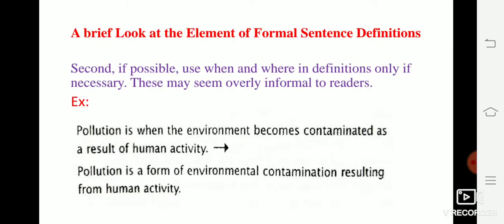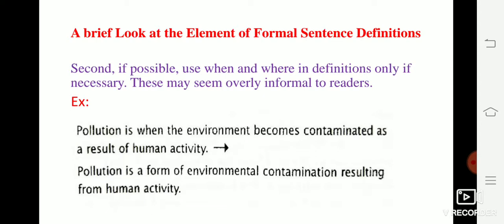Second, if possible, use "when" and "where" in definitions only if necessary. Everyone, they may seem overly informal to readers. So if not necessary, do not use the words "when" and "where", because this is quite informal. Okay, please look at the example.